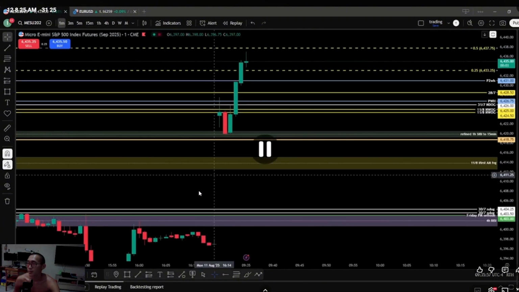So this is the 1 minute chart, and this is the RTH, regular trading hours. On regular trading hours, we will always have the new opening range gap, so NORG, new opening range gap. Okay, so we always measure it as well.